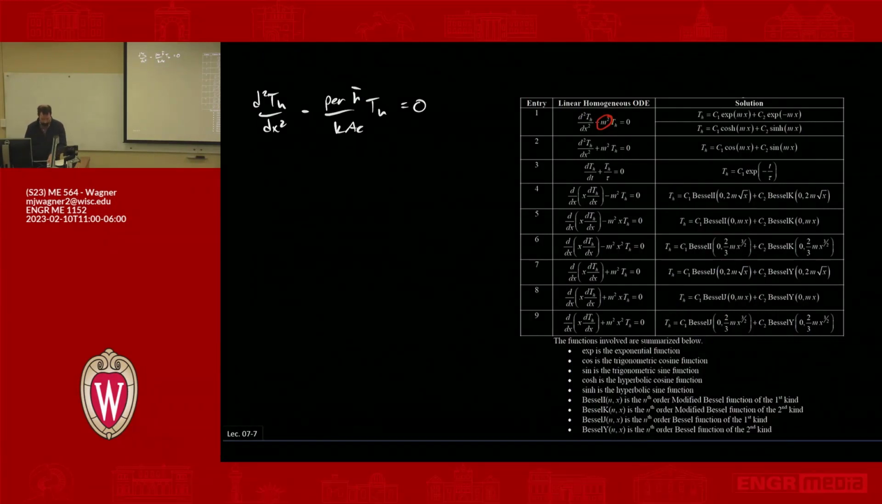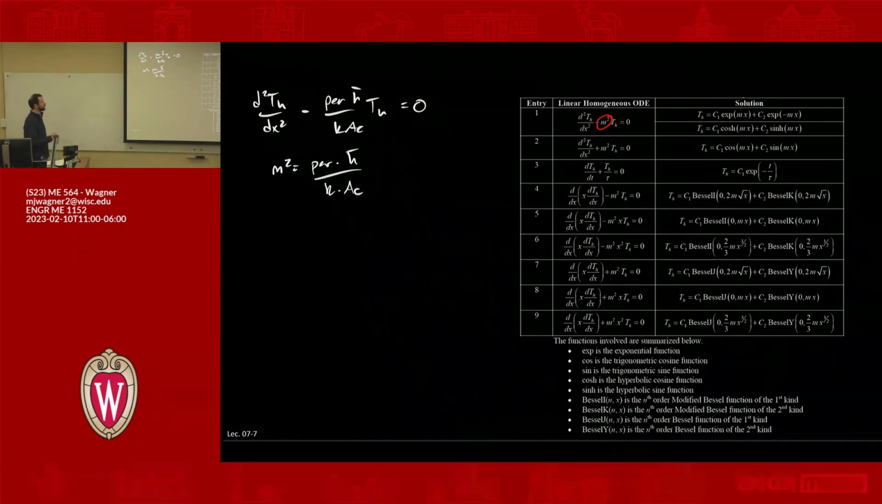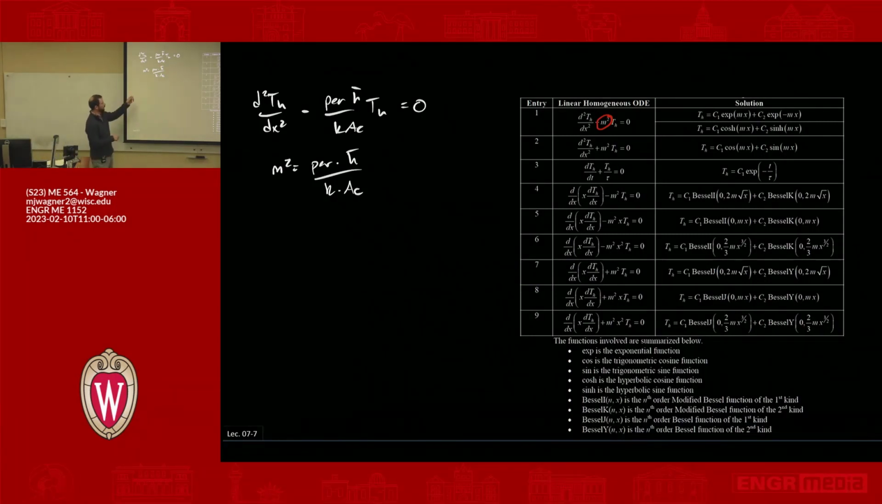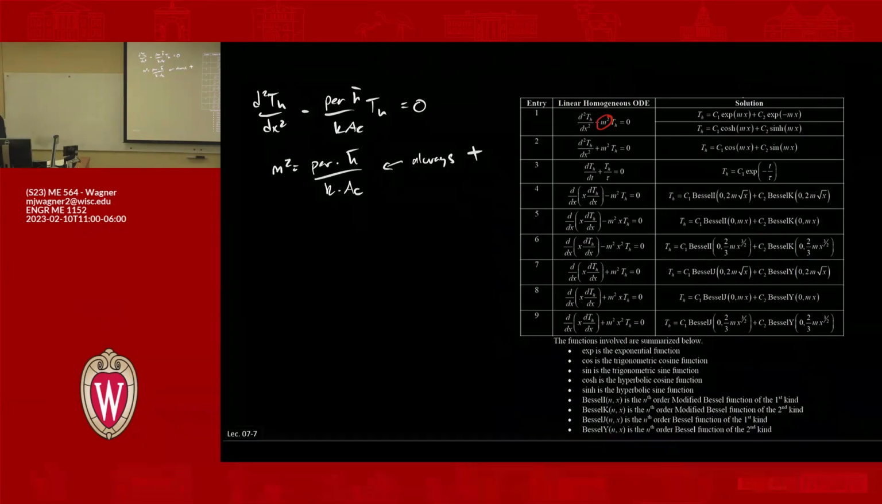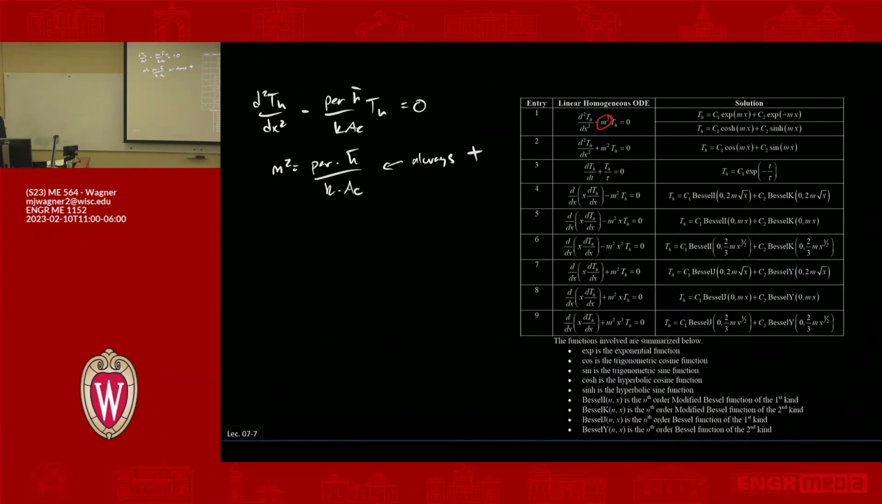All right, so let's use that equation. We're going to say here, first, m squared is equal to perimeter times h bar over k times Ac. What do we know about this? The fact that we're calling it m squared? Always positive. Yeah, exactly. So that means that term's always positive. And that makes it easier to solve, or it solves it in a certain way.